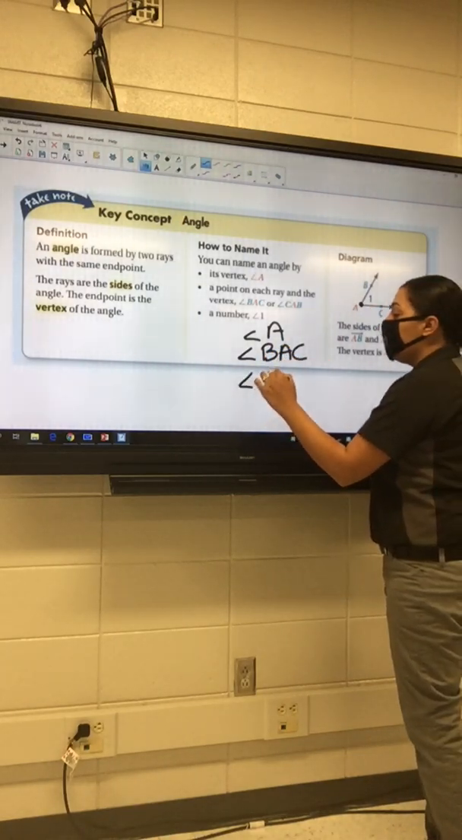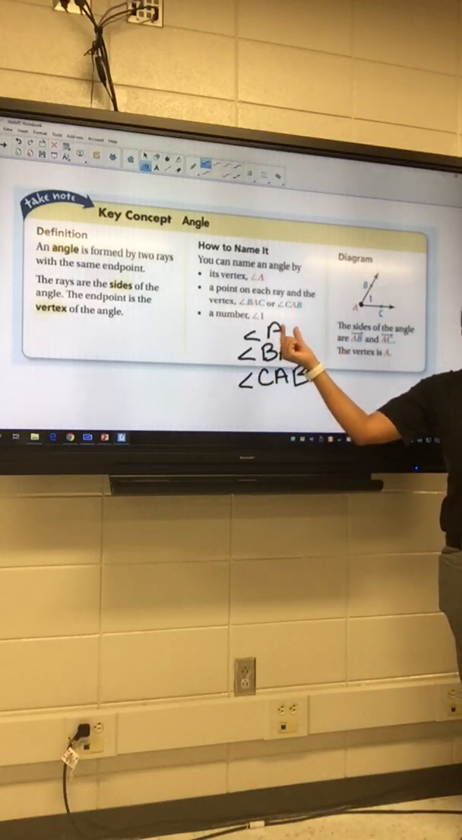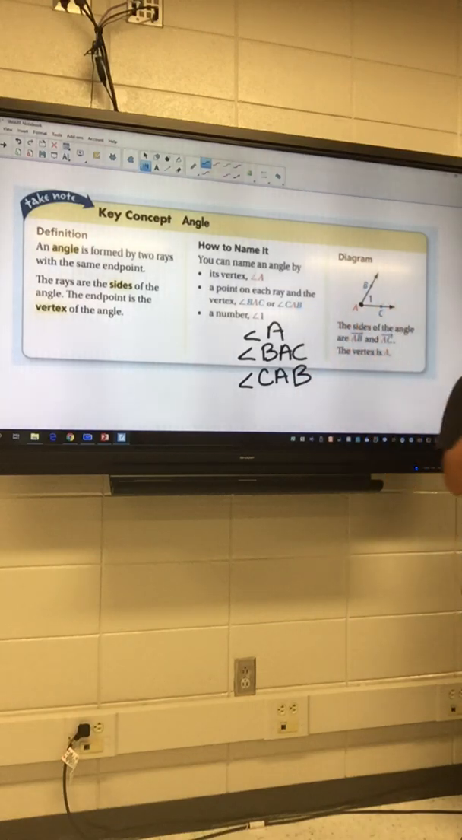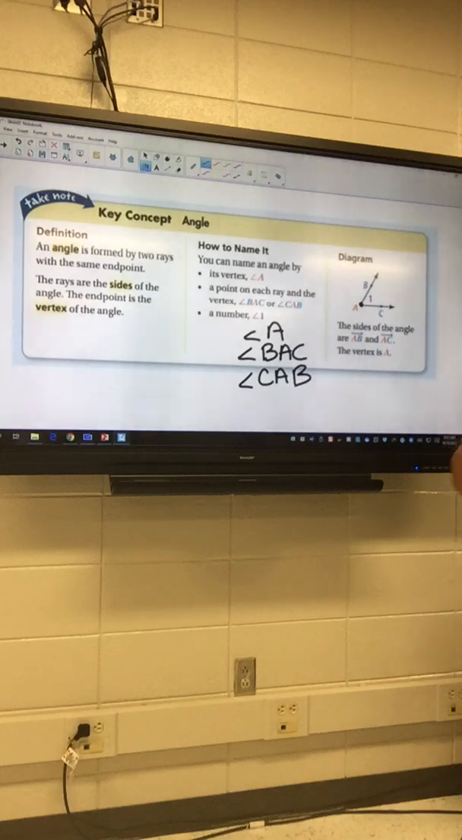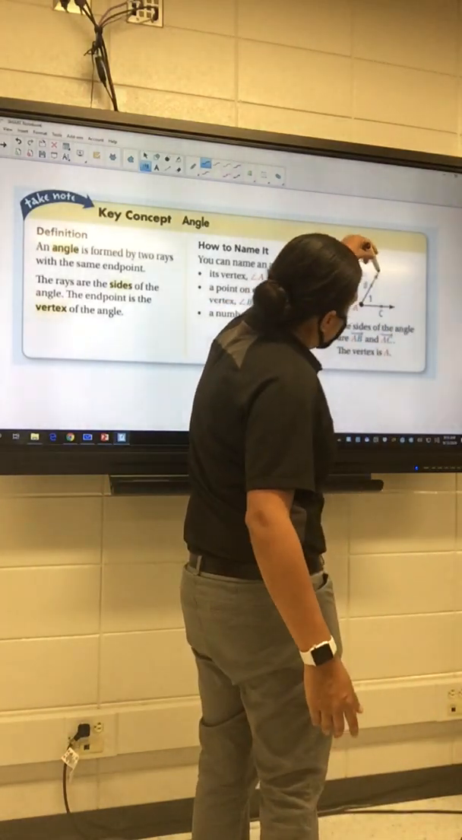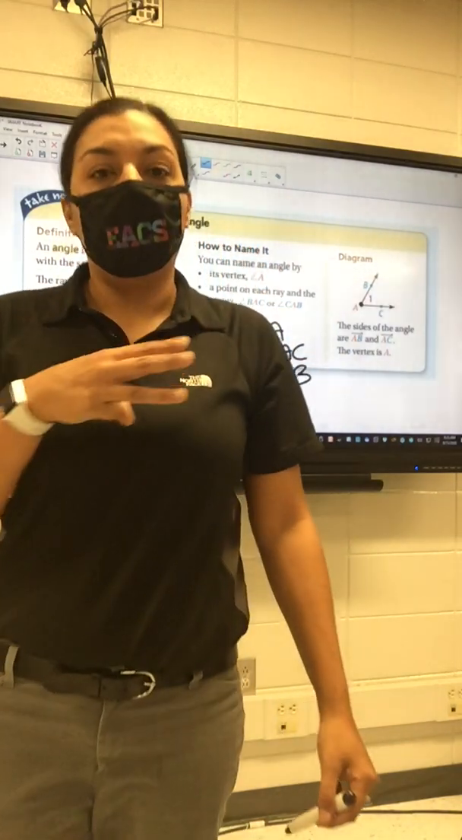The only thing that you cannot do, if you look up here, is that A is always in the middle. The vertex has to go in the middle unless you're just using the vertex for the point. So you cannot say ABC or ACB. You're not allowed to say those. The vertex always has to go in the center. So on all angles like this, you're going to have three ways to name them.